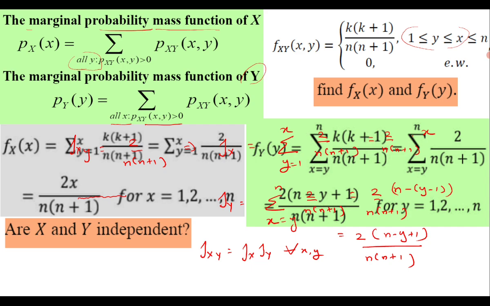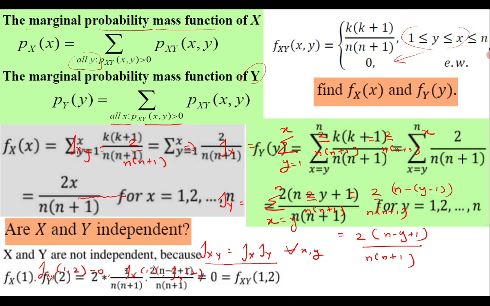For example, if you consider fxy at 1, 2, can you tell me its value? What is the value of fxy 1, 2? Now when you say 1, 2, x is less than y. So when x is less than y, this value is 0. Now compute fx 1 and fy 2. Multiply them and you will observe that fxy is not equal to fx fy. That's why x and y are not independent.